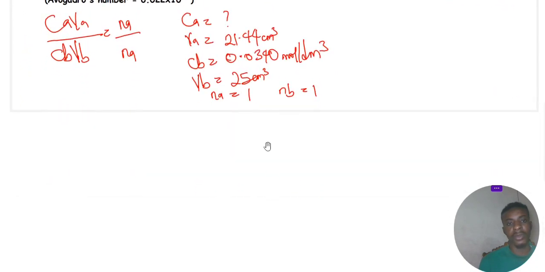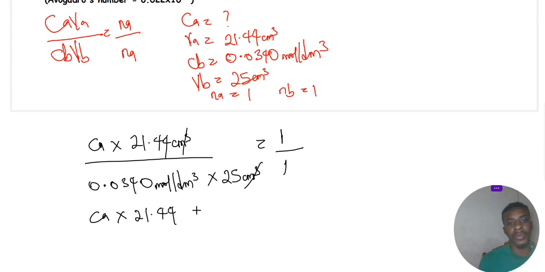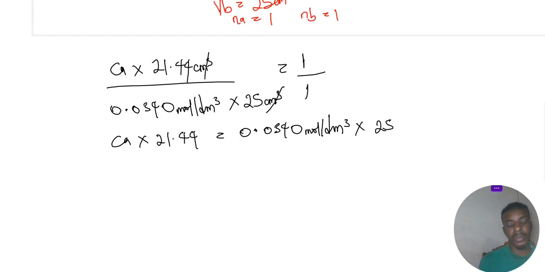So we'll go further to substitute this into our equation. Substituting into the equation, Ca is unknown times Va, which is 21.44, over Cb, which is 0.0340 mole per dm cube, times Vb, which is 25 cm cube, equal to Na, which is 1, over Nb, which is 1. If you cross multiply, you have Ca times 21.44 equal to 0.0340 mole per dm cube times 25. So let's go and multiply these two together and see what we have.